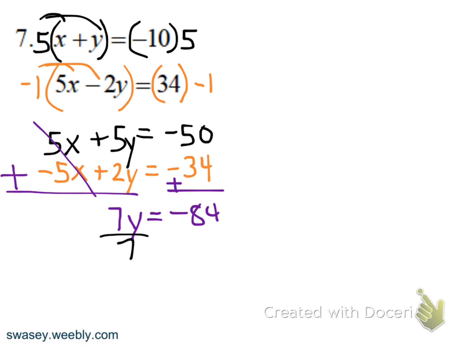Divide both sides by 7. And you get y equal to negative 12. We have the y value. Now let's plug this back in to find the x value.